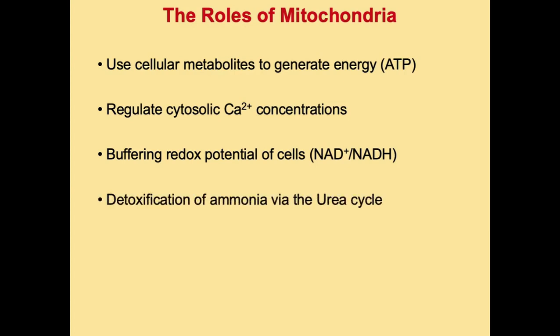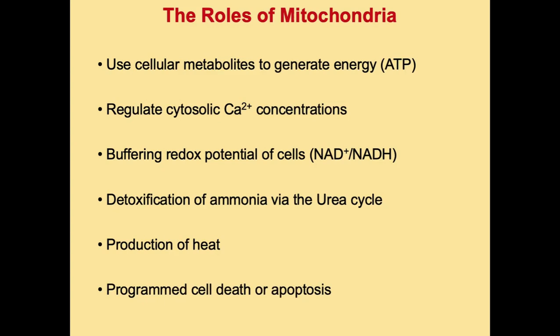They also play a role in the detoxification of ammonia, and this is through a cycle called the urea cycle. But they're also responsible for the production of heat, and again we'll talk about this a little bit later in the third video. And finally, as you've probably come across already, they also play a role in programmed cell death, or apoptosis.